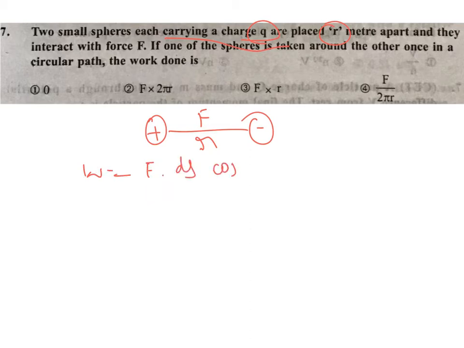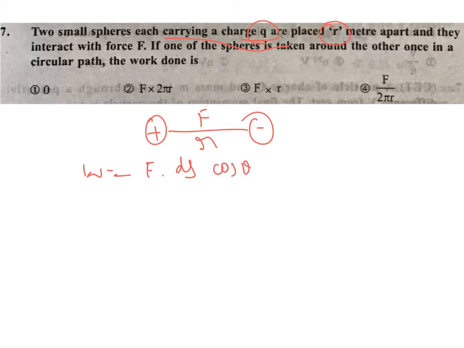Because, as you know, there is force and there is displacement along the path. Suppose there are two spheres carrying the charge Q, separated at a distance of R. They interact, so one is positive, one is negative. This is the force, and you know that work done must be equal to force into displacement, that is F ds cos theta.